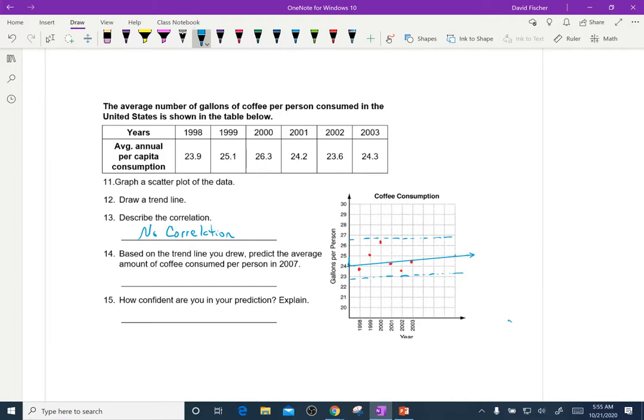Anyhow, my trend line, I want to draw it in there. You'll know it's a straight line. It'd be like right in here. You always want to draw your trend line out past the edge of the graph. So based on your trend line, predict 2007. Well, that'd be 3, 4, 5, 6, 7. 7 would be out here. So again, you go up to your trend line, and I would say about 25 gallons per person, somewhere around there.